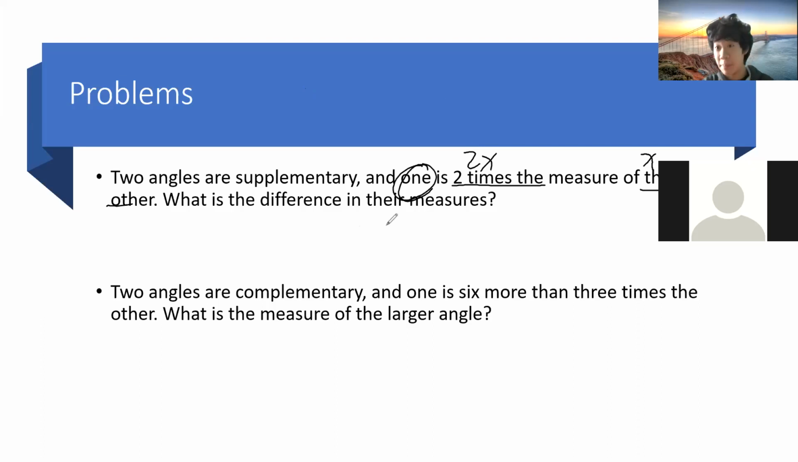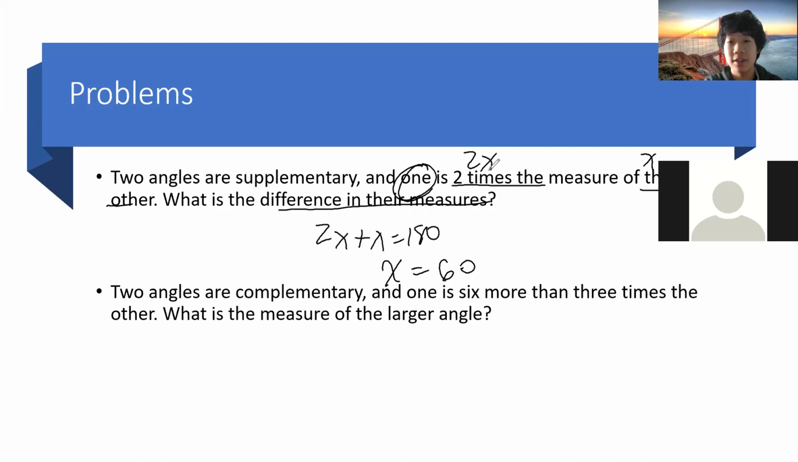So if they're supplementary, this means they add to 180 degrees. So 2x plus x equals 180. So for x, you can get x equals 60. So what's the difference in their measures? This means that the difference is going to be 2x minus x, which is just x, and x is 60. So that's the answer.